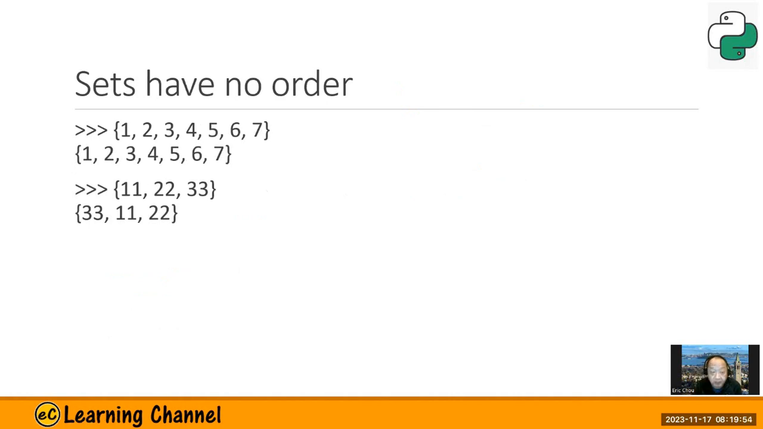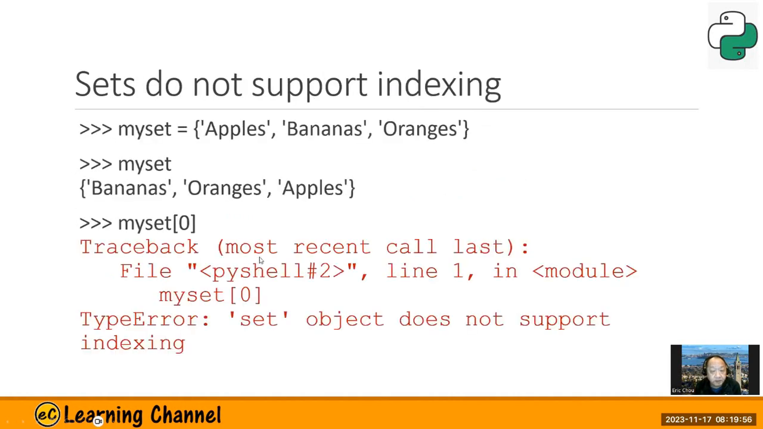Okay, we have a set like this. Sets have no order. Here my set is apple, banana, and orange, and print my set. If you do my set 0, it wouldn't work because a set does not have order. If you want to access a single element, you change it to a list or tuple.